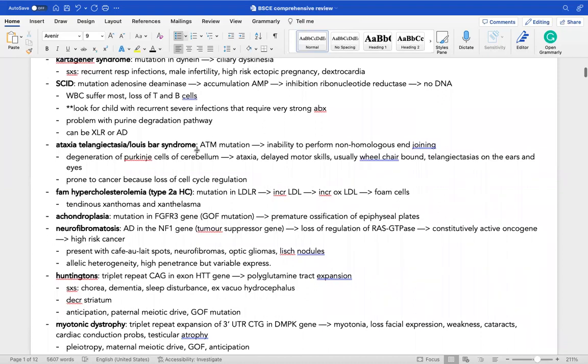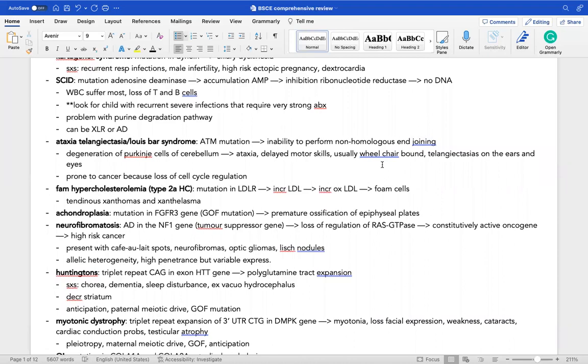And in ataxia telangiectasia, or Louis-Bar syndrome, it's the ATM mutation, inability to perform non-homologous end joining, causes degeneration of Purkinje cells in the cerebellum. So basically, it's a cerebellum issue, causes ataxia, delayed motor skills, and they are usually wheelchair bound, and they might have telangiectasias on the ears and eyes. They're also prone to cancer because of the loss of cell cycle regulation.